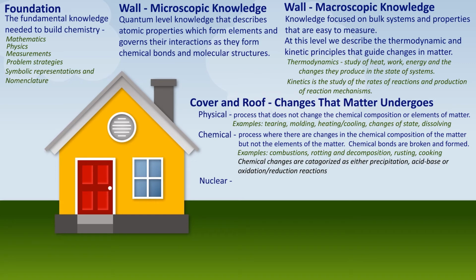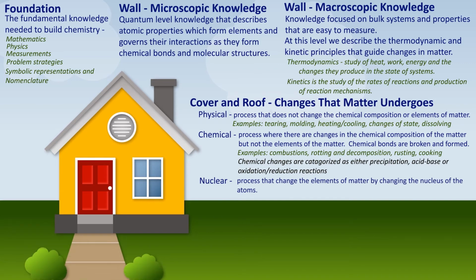Now, finally, we define nuclear changes as processes that change the elements of matter by changing the nucleus of the atoms. The emission of particles by radioactive elements, fusion and fission are the more classic examples of these types of changes. You can see from this type of chemistry structure that we are not going to learn chemistry linearly, but in a more layered fashion.